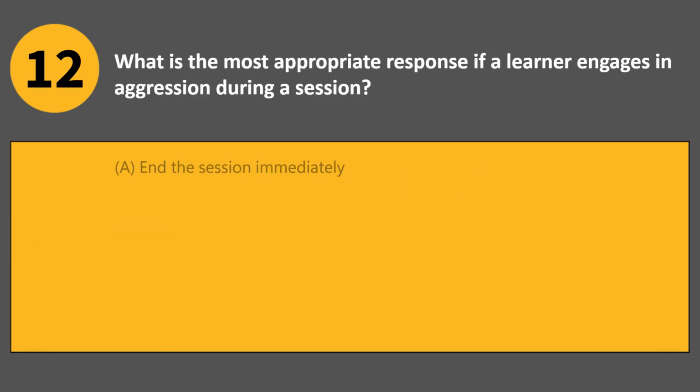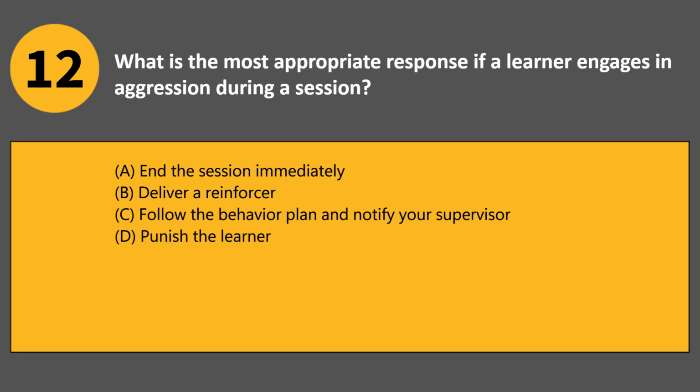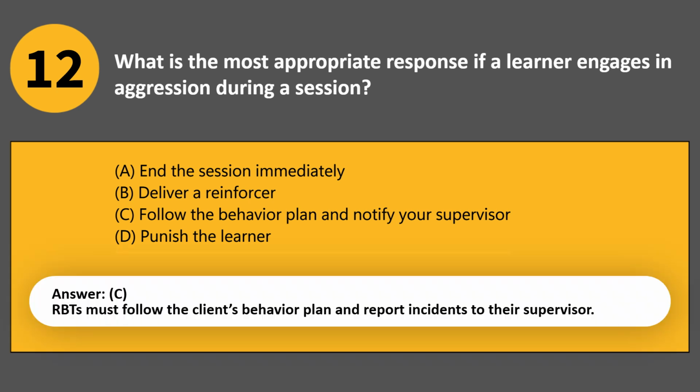What is the most appropriate response if a learner engages in aggression during a session? A. End the session immediately. B. Deliver a reinforcer. C. Follow the behavior plan and notify your supervisor. D. Punish the learner. Answer: C. RBTs must follow the client's behavior plan and report incidents to their supervisor.